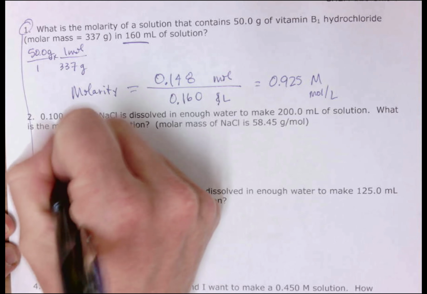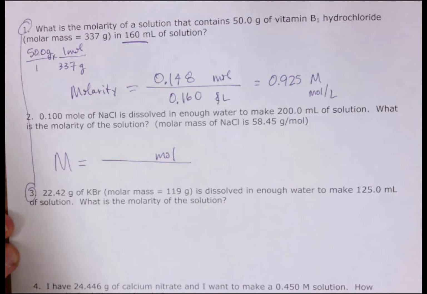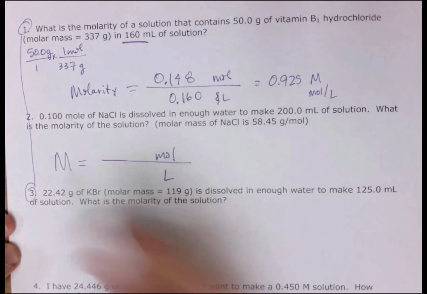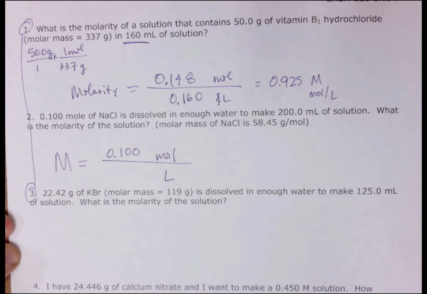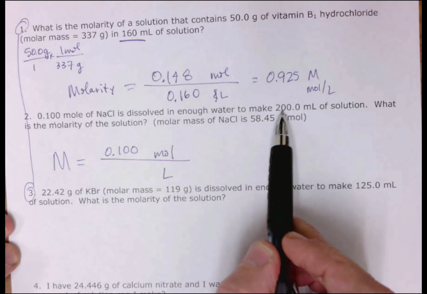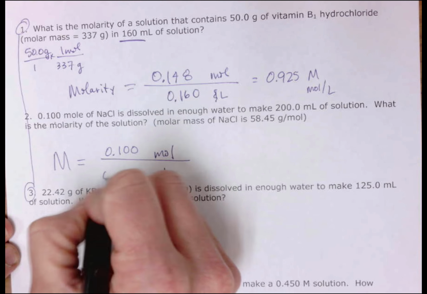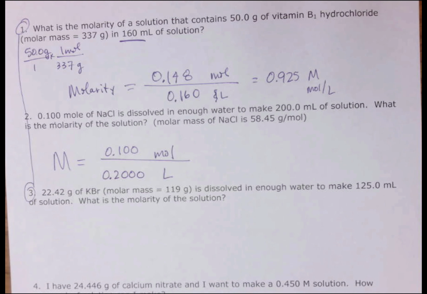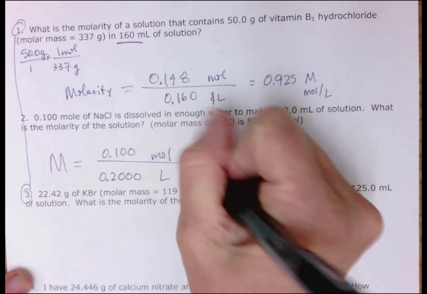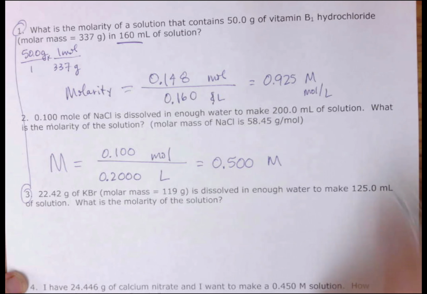So I always like to write capital M equals so many moles over liters. You're given the moles, and the liters are given here, 200 milliliters. So 200 milliliters is 0.200 liters. So 0.1 divided by 0.2, you get 0.5, and you would have your answer expressed like that.